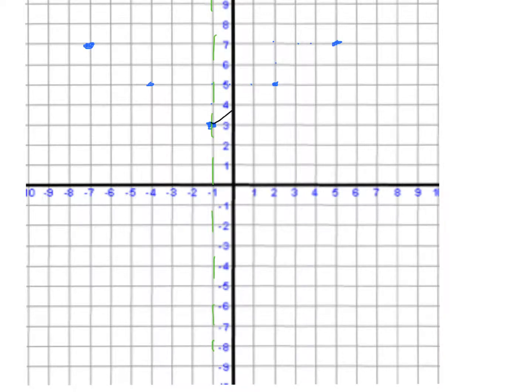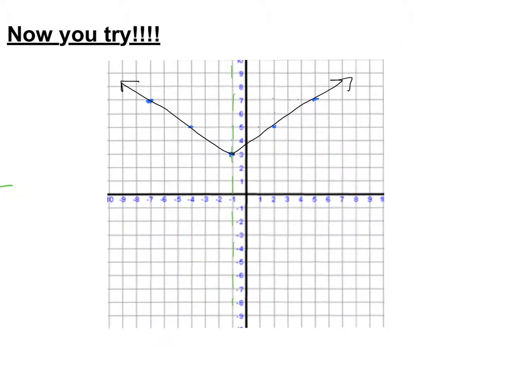Up this way and the arrow. Up this way and the arrow. And there you go. There is your absolute value graph. It should look something like that.